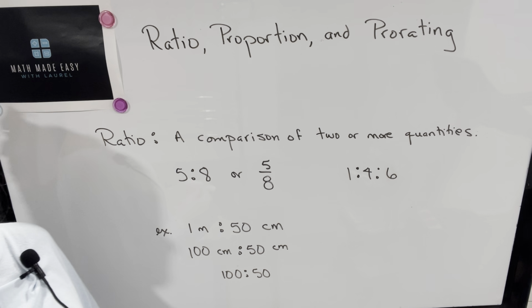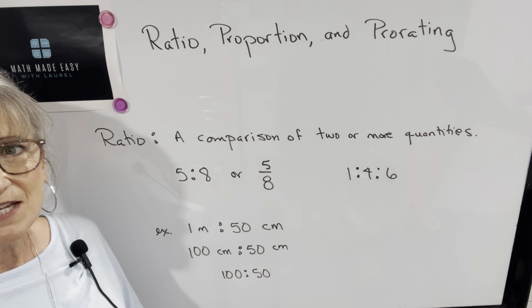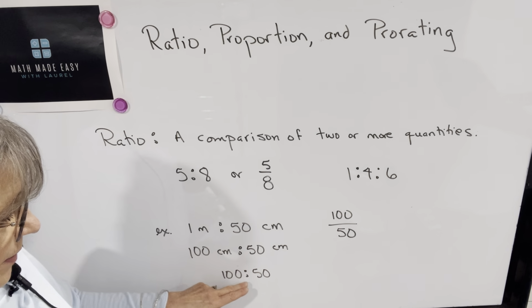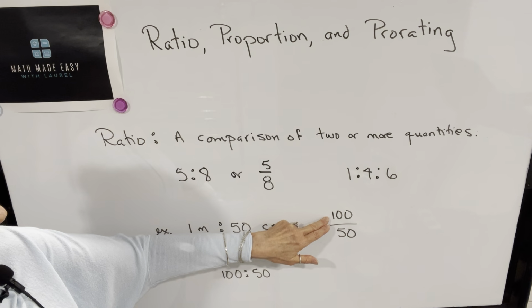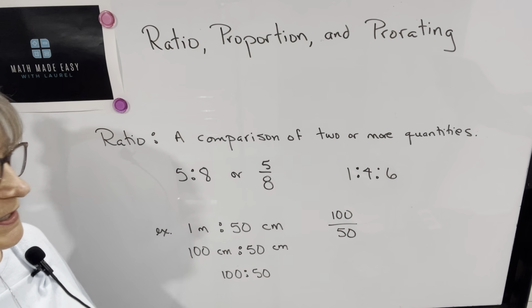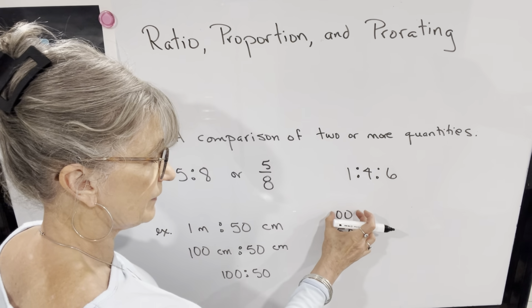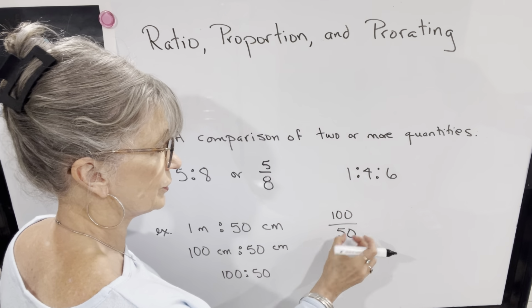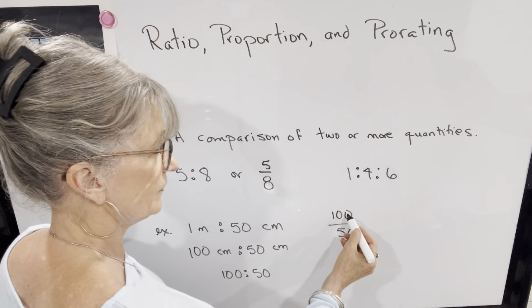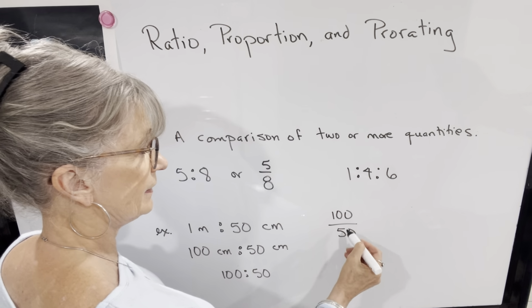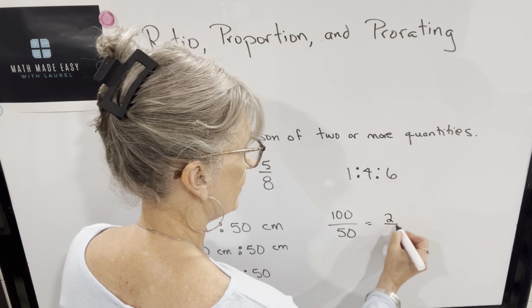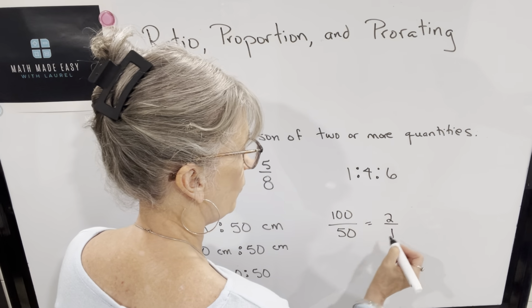And the other thing that you want to do when you're working with ratios is you want to reduce them. Ratios can be written as fractions. So for example, 100 to 50, I could write as 100 over 50. And the way I reduce fractions is I look to see what number divides evenly into both the numerator and the denominator, and I try to look for the largest number. So in this case, I can divide 50 into the numerator and the denominator. So when I divide the numerator by 50, I get 2. When I divide the denominator by 50, I get 1.